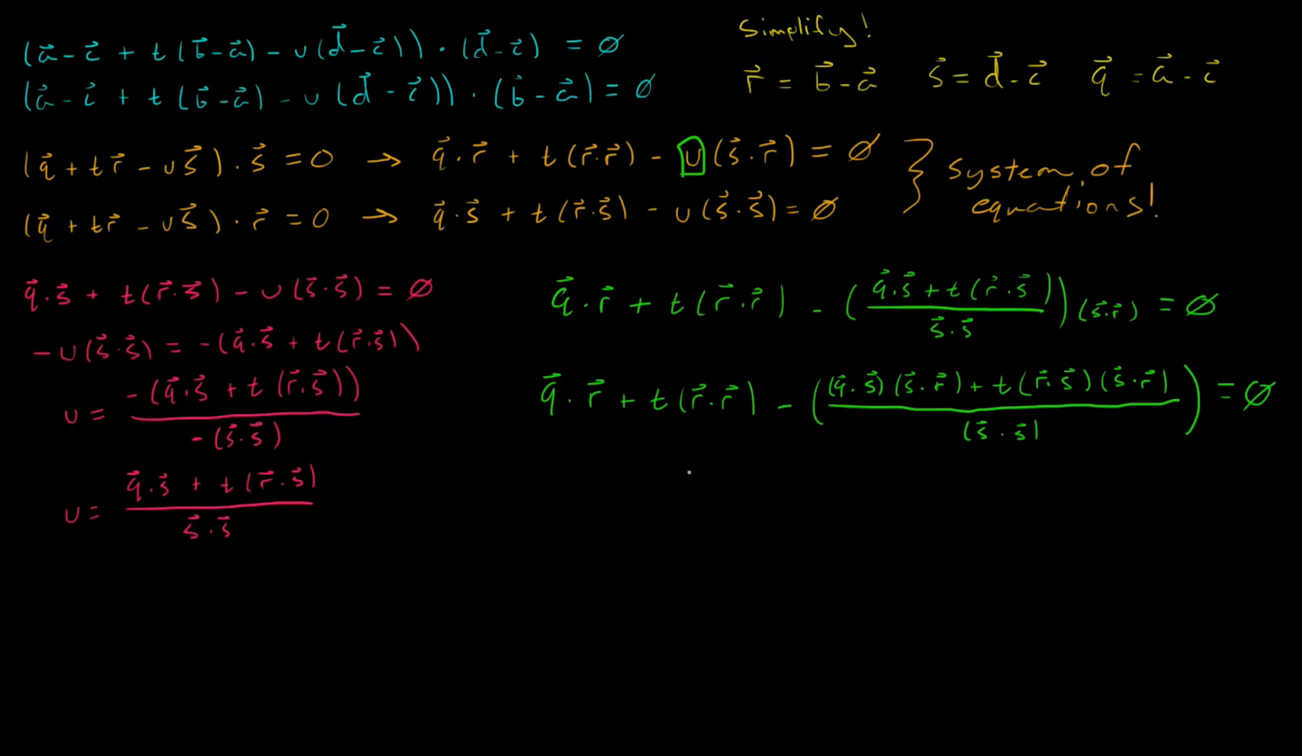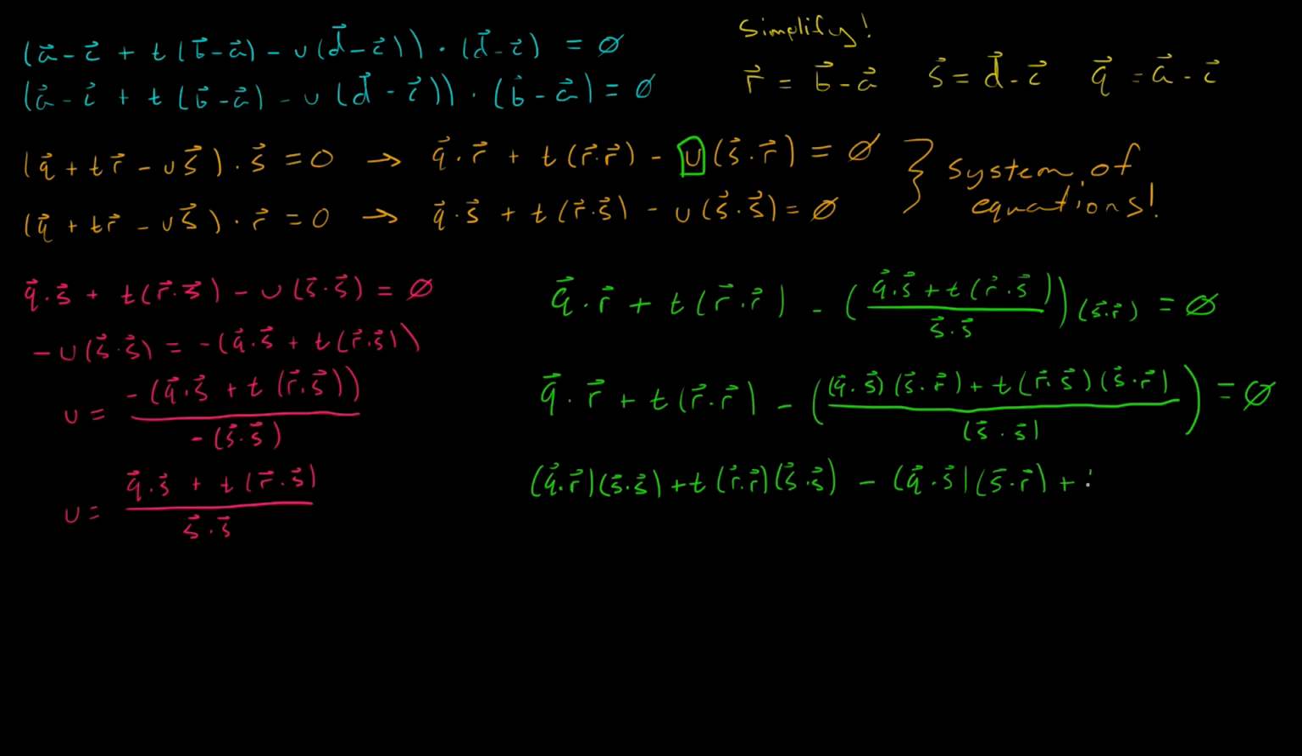So our next step here, I think we are going to multiply both sides by s.s just to get rid of that denominator part, and hopefully that'll simplify some stuff for us. So that's going to be q.r times s.s plus t r.r times s.s minus q.s times s.r. This stuff's just the same as what was on the numerator because this just got canceled out there.